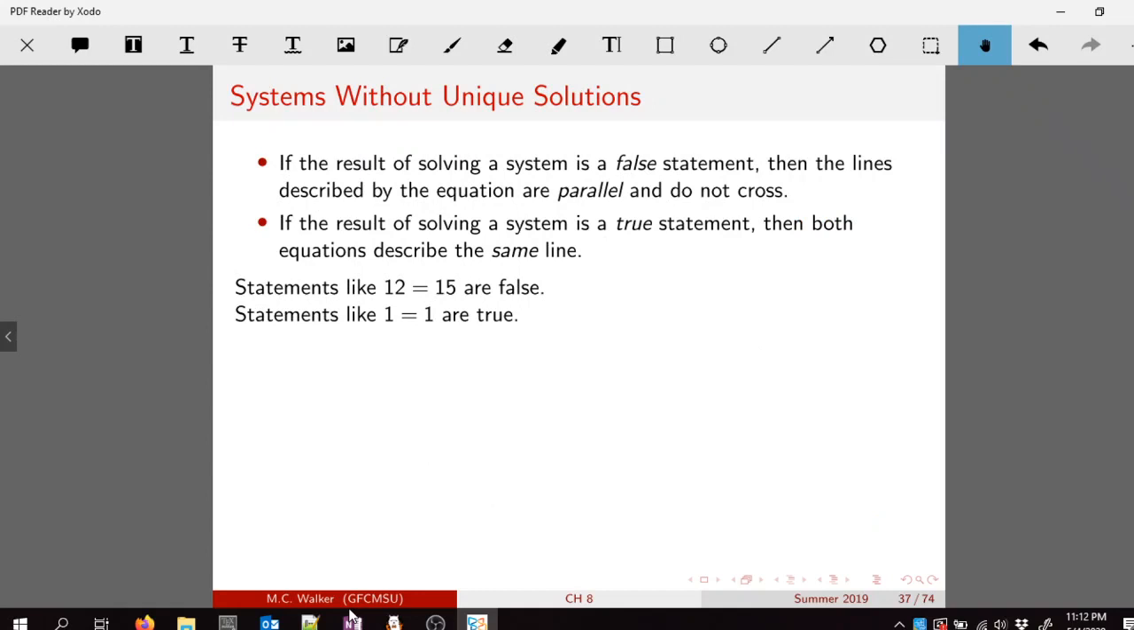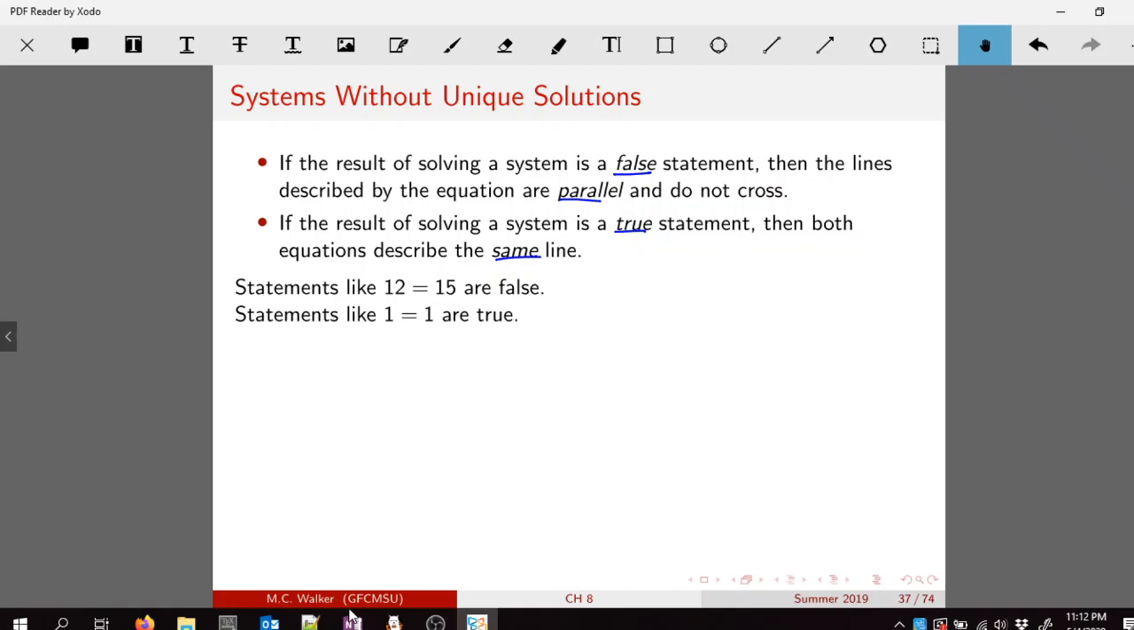Collectively, these are called systems without unique solutions. If the result of solving a system is a false statement, then the lines described by the equations are parallel and do not cross. If the result of solving a system is a true statement, then both equations describe the same line. Statements like 12 equals 15 are false. Statements like 1 equals 1 or 0 equals 0 are true.